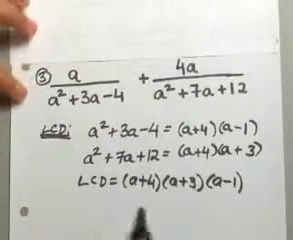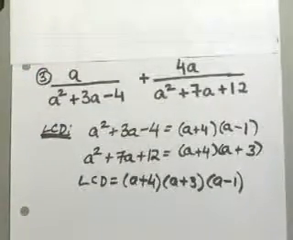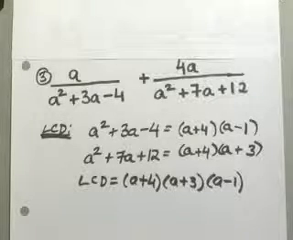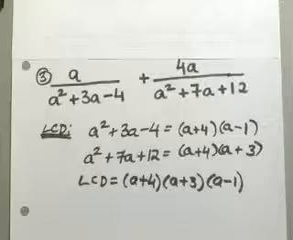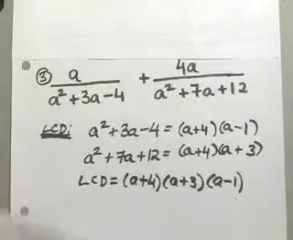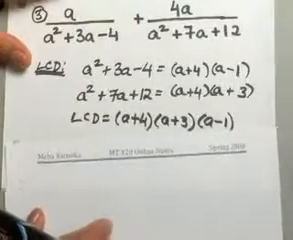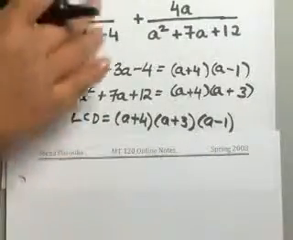Now that we have our least common denominator, that tells us we need to find equivalent forms of our rational expressions here. So let's go ahead and see what's going to happen now.